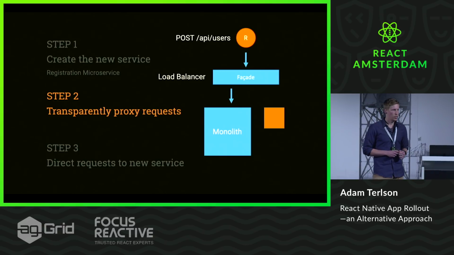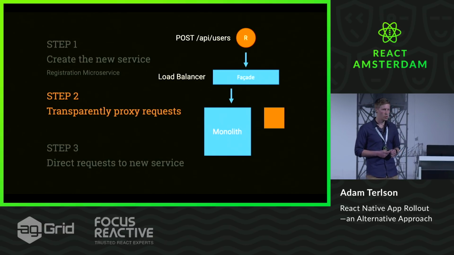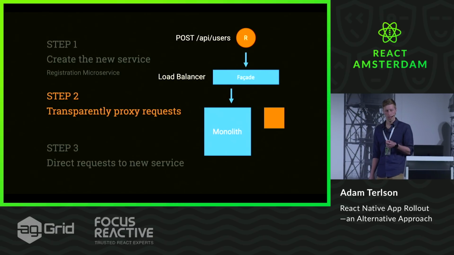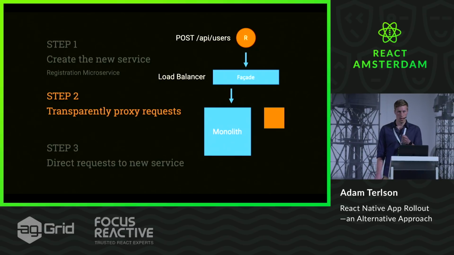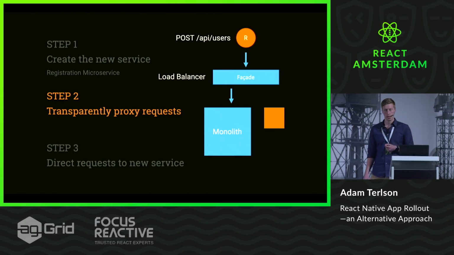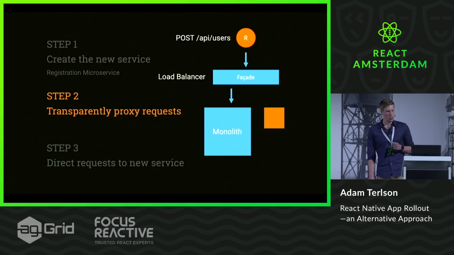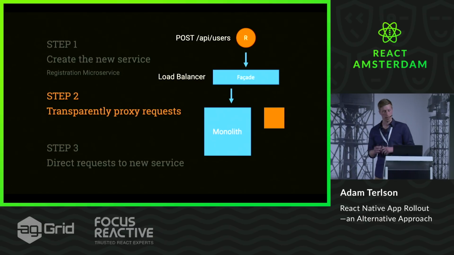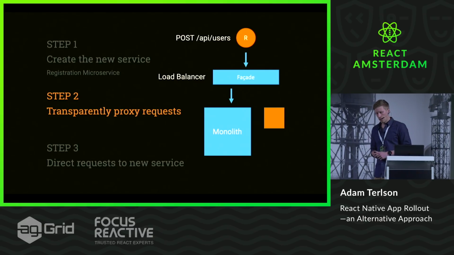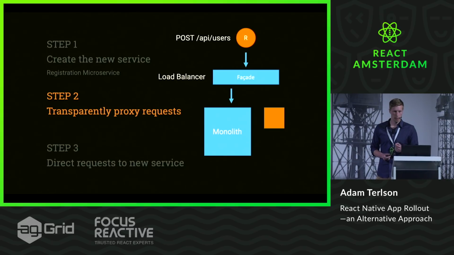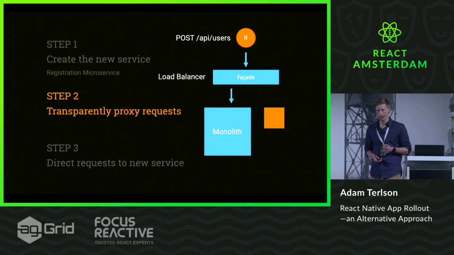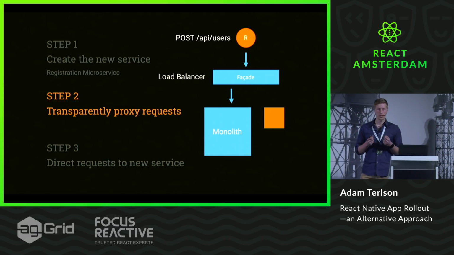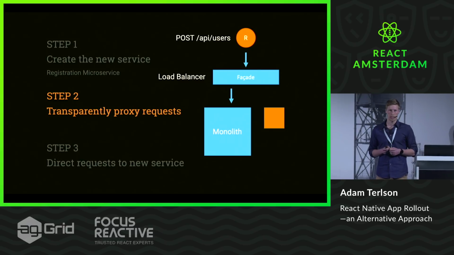The second step is to actually transparently proxy requests. So you need to capture your incoming HTTP requests, so for example, POST requests to /api/users, and pass that through some sort of load balancer. This load balancer, in terms of the Strangler architecture, is referred to as a facade. So when I say facade, just think load balancer. And this load balancer will, in the beginning, pass 100% of the traffic through to the monolith. Now, the point is that at this stage, the user shouldn't be able to detect that anything has actually changed.